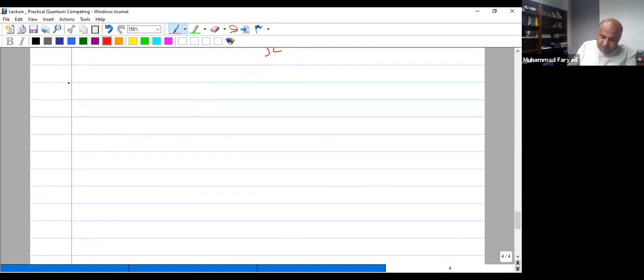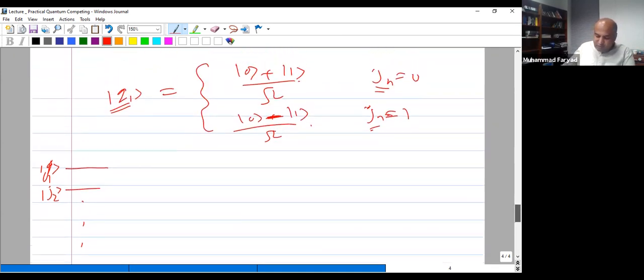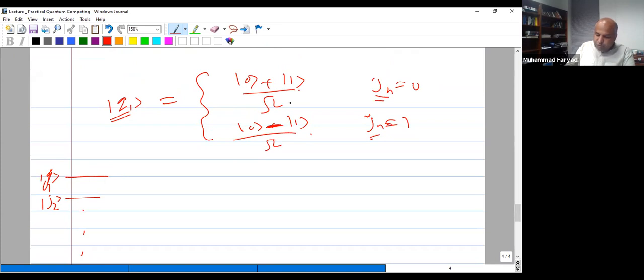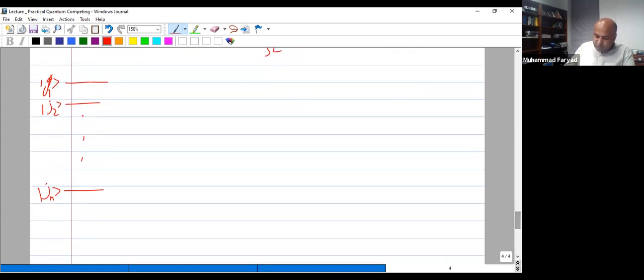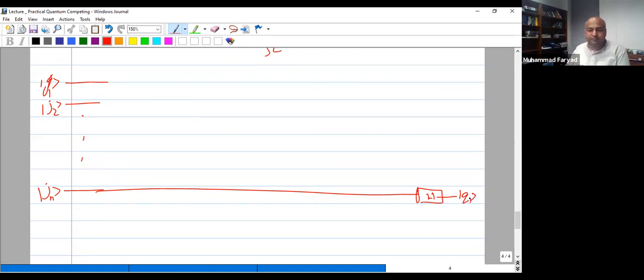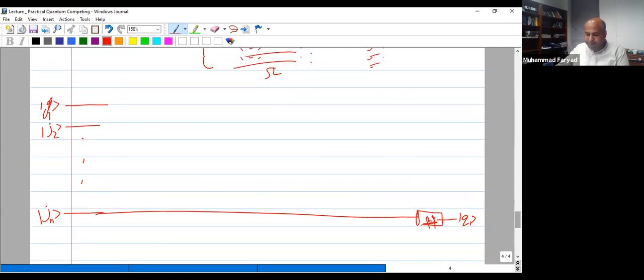So let me draw a circuit here. Let's say this is J1, J2, all the way to Jn. So at least I have been able to find Q1, that it only requires a Hadamard on Jn. So let's say a Hadamard, and whatever comes here is my Q1. Okay, so Q1 is taken care of.